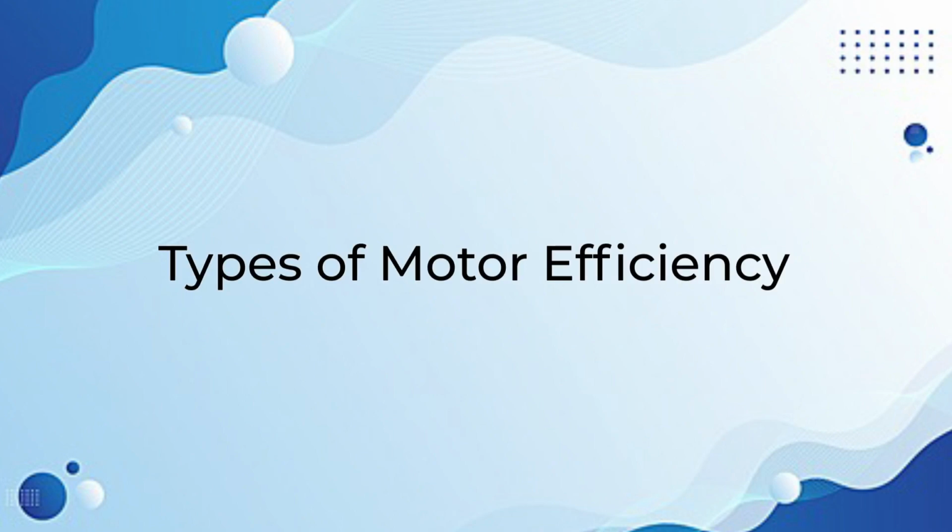Types of motor efficiency. Motor efficiency can be categorized into different types based on how it is measured or defined. Here are some common types of motor efficiencies: first, nominal efficiency; second, peak efficiency; third, full load efficiency; fourth, part load efficiency; fifth, service efficiency; sixth, energy efficiency index; seventh, annual energy efficiency.